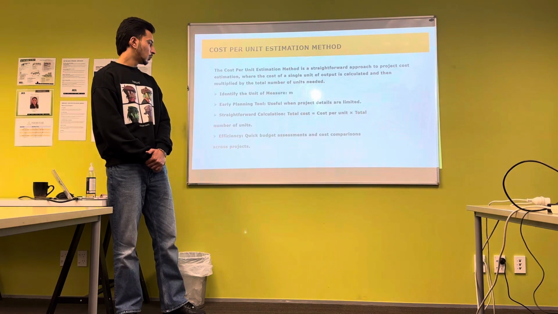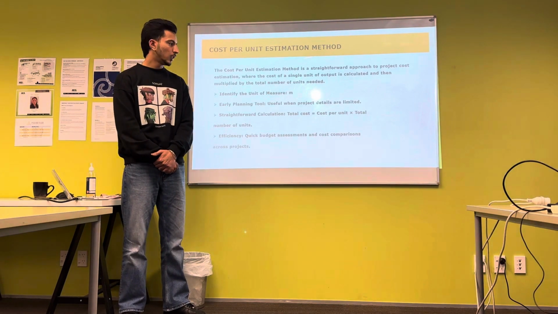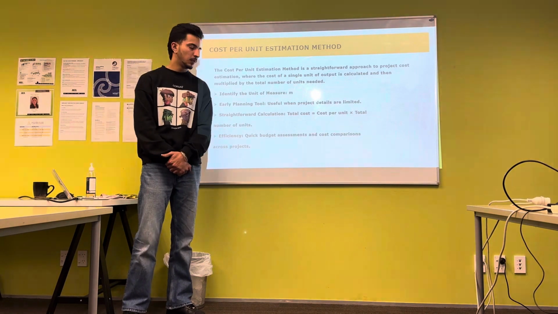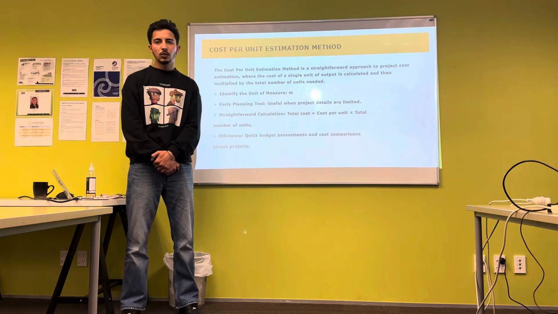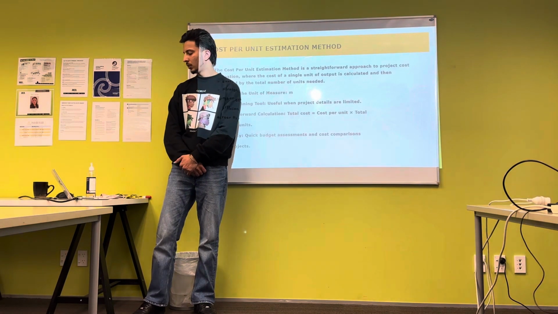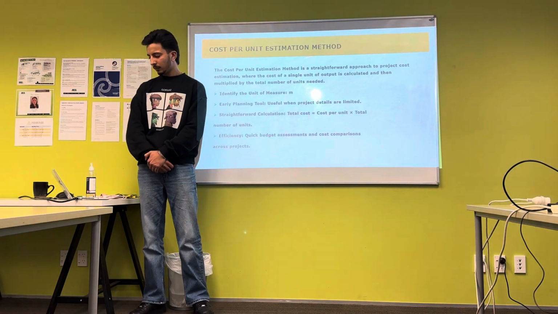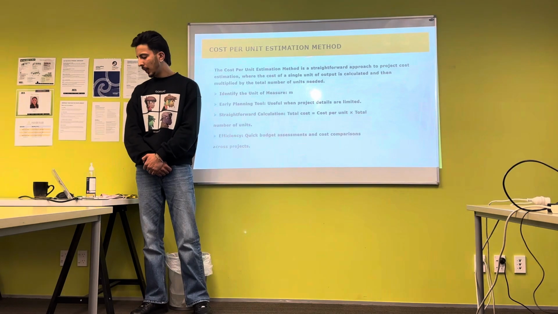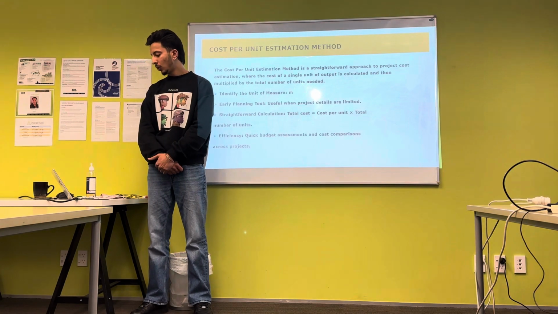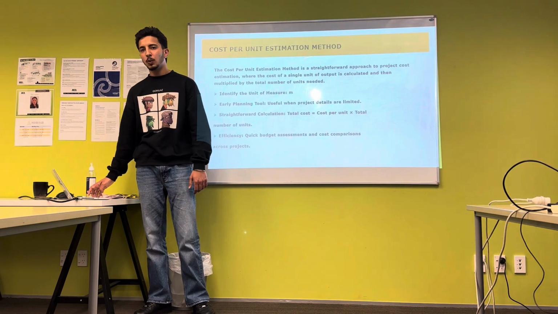This is the best method to use, and the calculation formula is: total cost is equal to cost per unit into total number of units. It's a very efficient way, and quick budget assessments and cost comparisons across projects can be helpful. The cost per unit estimation method is a valuable tool for project managers to quickly and efficiently estimate the project cost. By understanding its applications and limitations, you can ensure more accurate and reliable project budgeting and planning, so that the project will be successful.